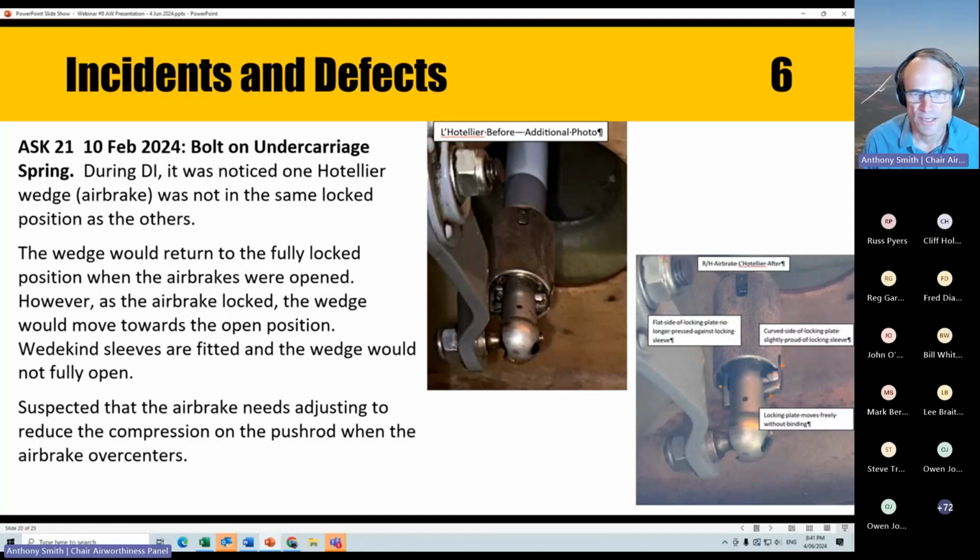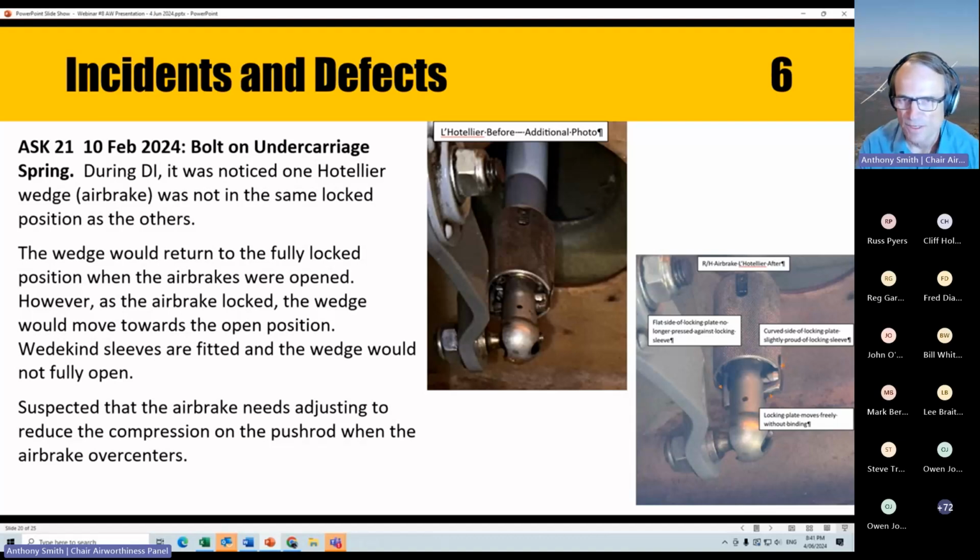This is the hotelier wedge. Again, I did this at the last minute, unfortunately, seeing some of the typos now without me proof checking the slides. During the daily inspection, it was noticed that one of the hotelier wedges, i.e. the locking wedge for the ball on the air brake system, was not the same as the other wedges. However, when they opened the air brakes, the wedge would return to the fully locked position. Once the air brakes were closed and locked again, the wedge would move partially towards the open position.